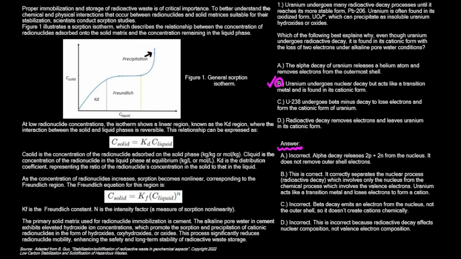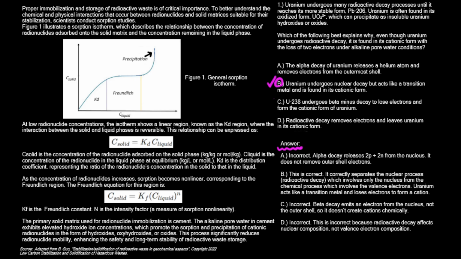which can precipitate as insoluble uranium hydroxide or oxides. Which of the following best explains why, even though uranium undergoes radioactive decay, it is found in its cationic form with the loss of two electrons under alkaline, poor water conditions? So, it is true that uranium undergoes radioactive decay and is often found as a cation. However, these are two separate aspects.